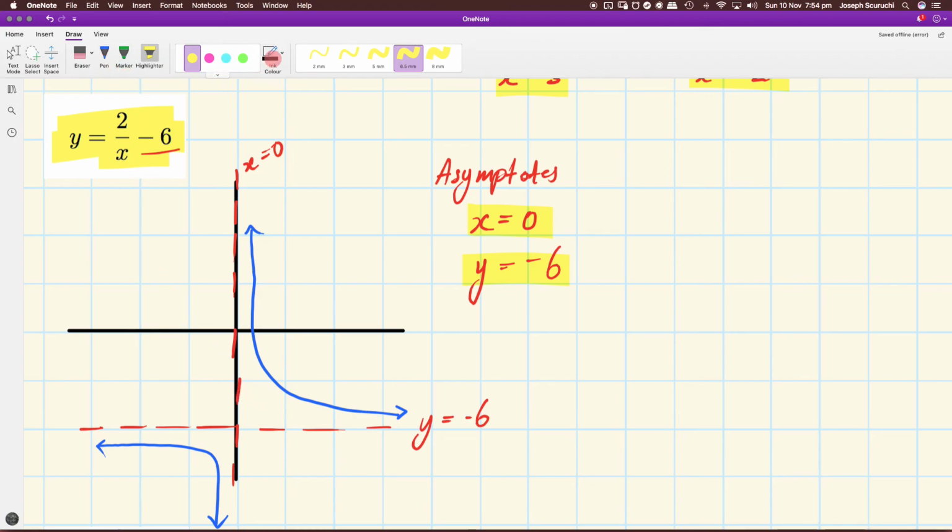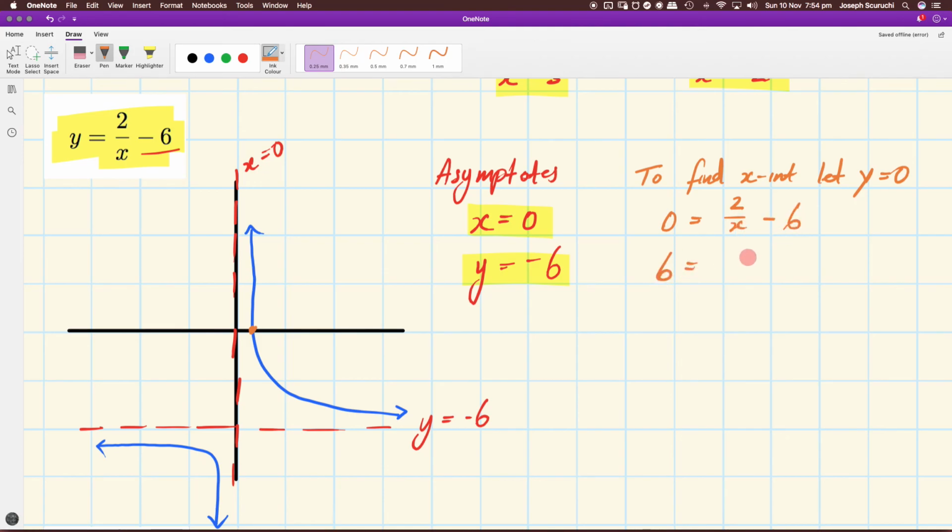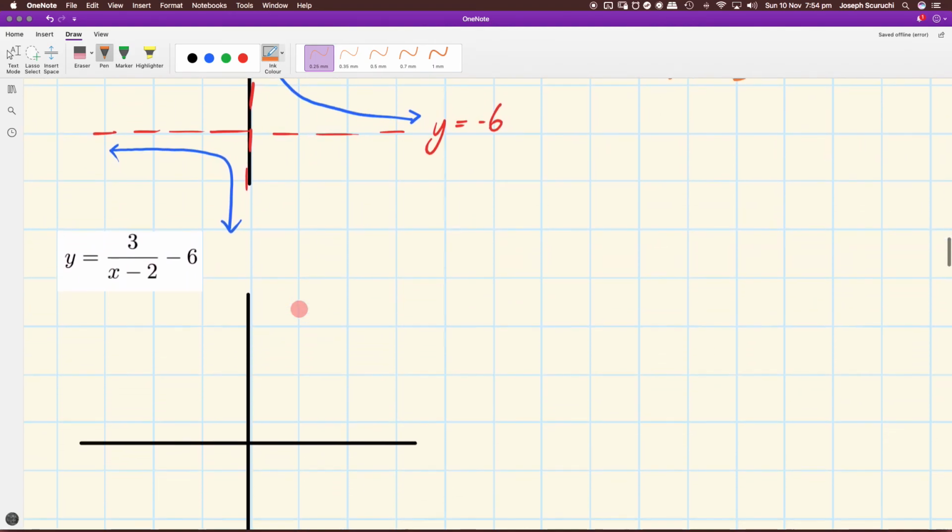We would then have to find out what my x-intercept is. So to find the x-intercept, let y equals 0. So when y equals 0, I have 2 over x minus 6. I do some rearranging. I'm going to be left with 2 over 6, which is 1/3. So this point right here will be 1/3, 0. Perfect. Let's move on to our next one.